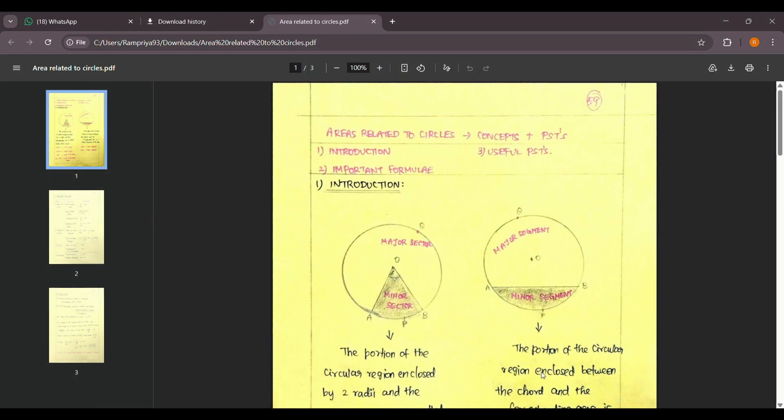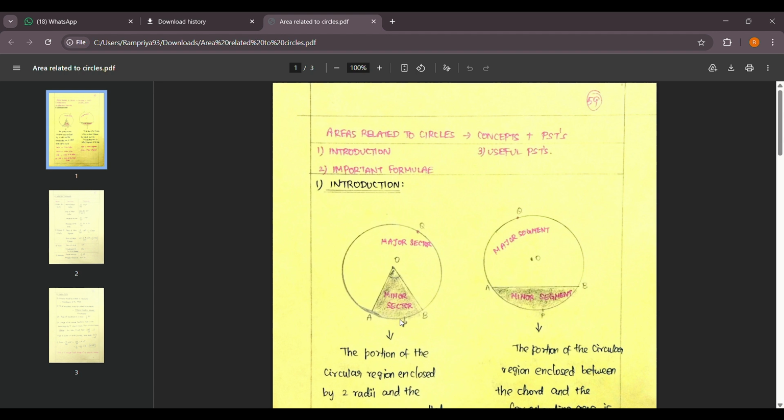Welcome to this session. We are going to see areas related to circles in this session. Very interesting chapter, very interesting formulas and all are there. I have given everything. So let's go to the session now. You have the introduction and important formulas, and then useful problem solving techniques like I give for every chapter. I have also given useful PDFs.